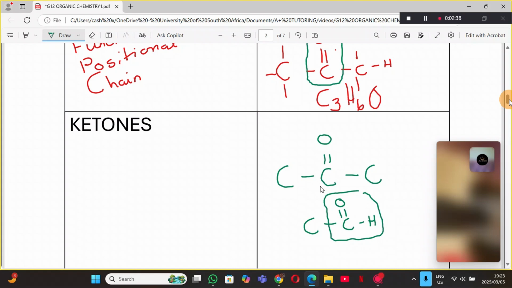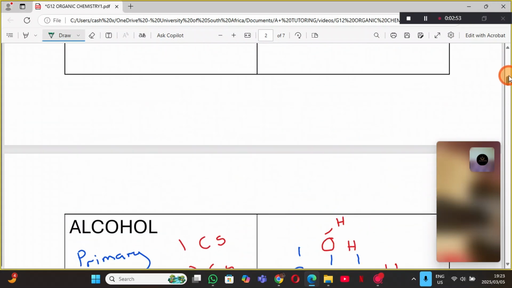So it can only be a ketone if it's in the middle. If the C that has the O is related to 2 other C's, then it's a ketone. Okay. So now positional isomers, I could just cover that before we move.